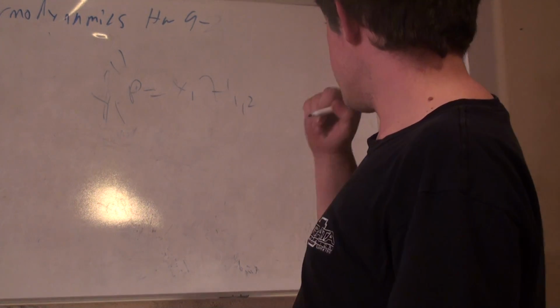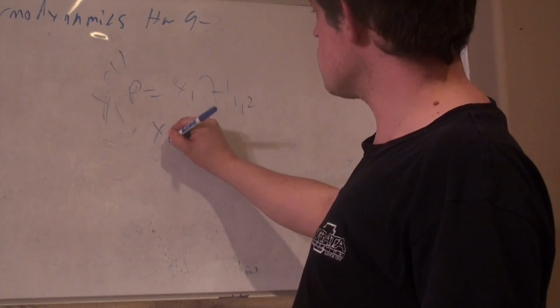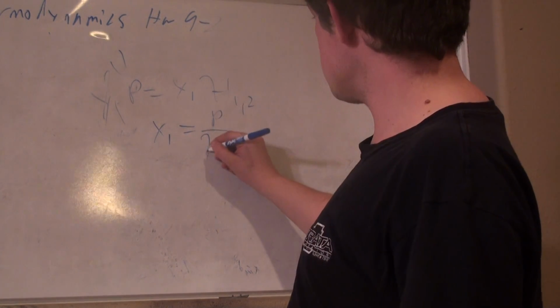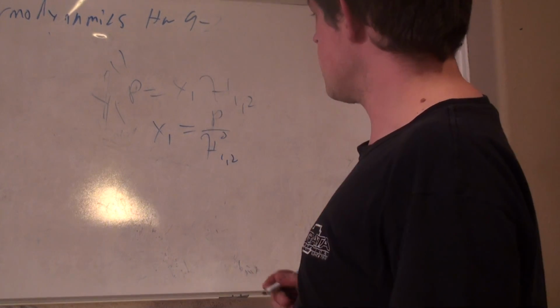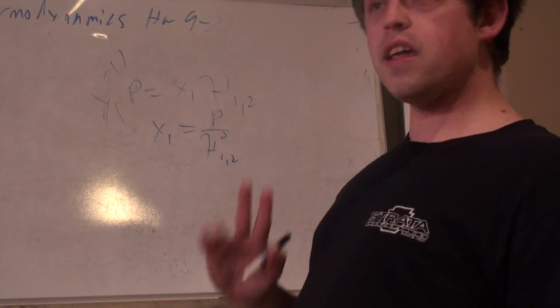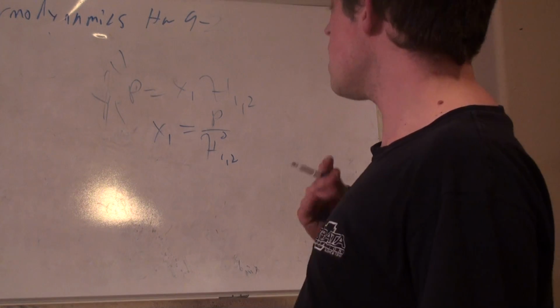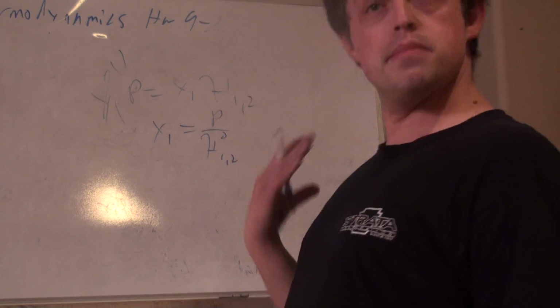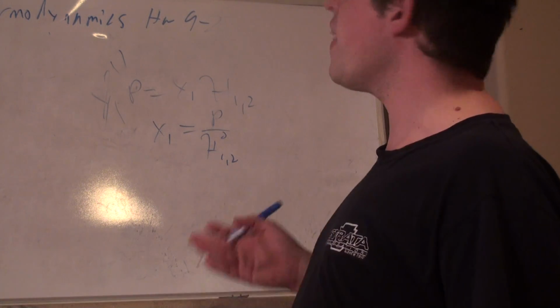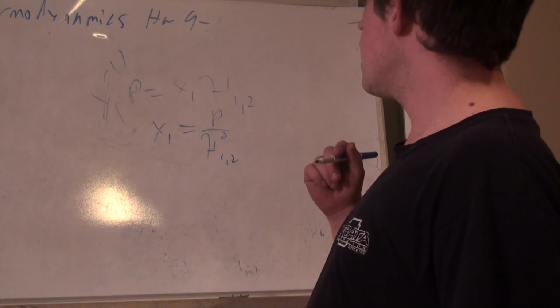And so x1 is really simple. It's just the pressure divided by the Henry's law constant at those standard conditions. The pressure is 1 bar. The Henry's law constant I can look up in the table in the book. It's very straightforward. There's really nothing more to it than that.